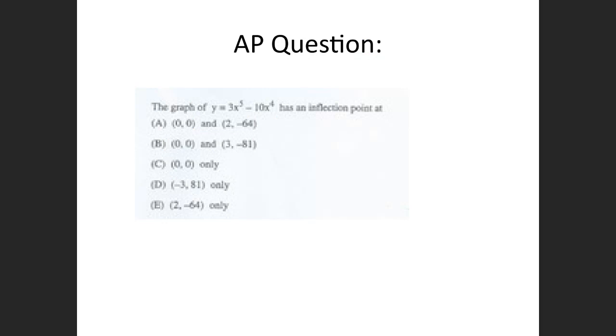All right, here's an AP question off the multiple choice part. It says the graph of y equals 3x to the fifth minus 10x to the fourth has an inflection point at blank. Okay, so I want you to tell me where that inflection point is. I'll give you a little bit of time to work on it. See if you can find the inflection point.